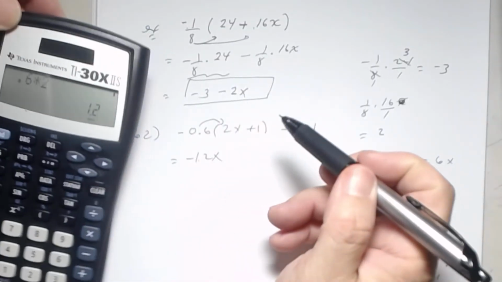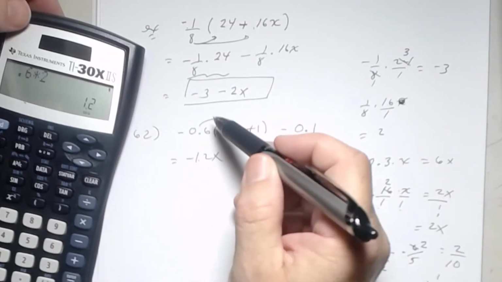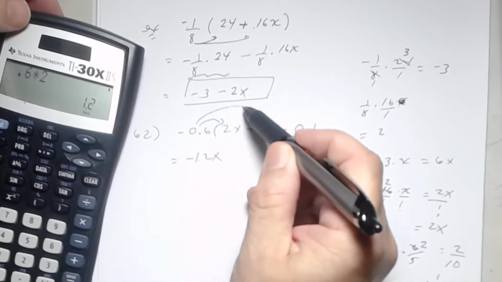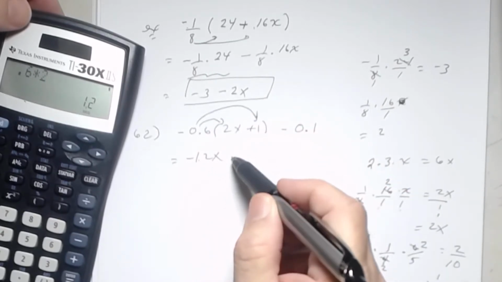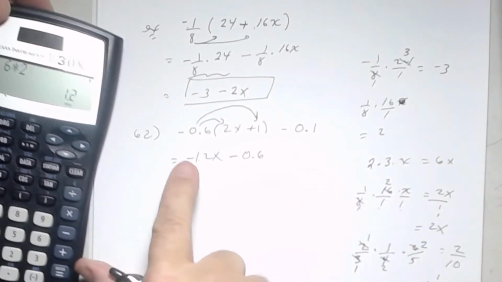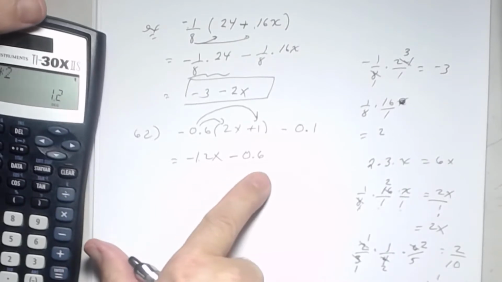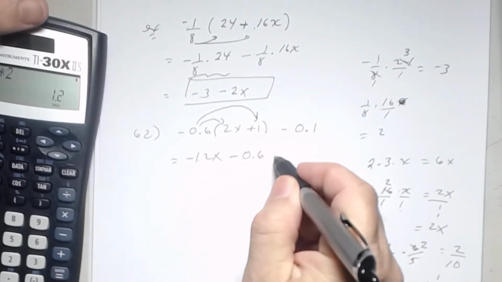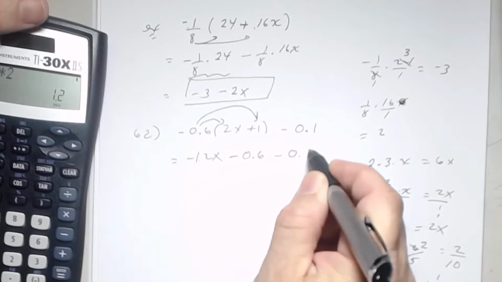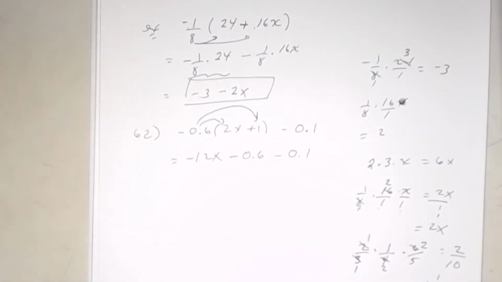And the next one you don't need your calculator with, because anything times 1 is itself. So it's a negative 0.6 times a positive 1. Negative 0.6. So when I distribute the negative 0.6, this is what I got. But I also got to remember I'm doing what? Subtracting 0.1, correct? All right. Now you can combine those constants.